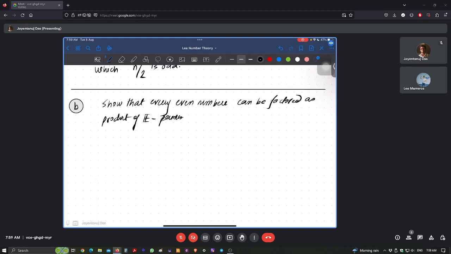So if we want to write it as a product of E primes, then first of all it must be an even number, because E primes are even numbers. So how will you write it then? Isn't that the same? Will assertion 1 still work or not? No, tell how it will work.